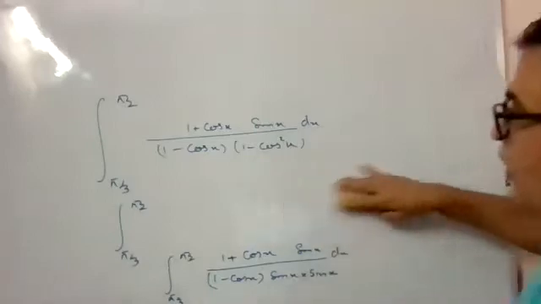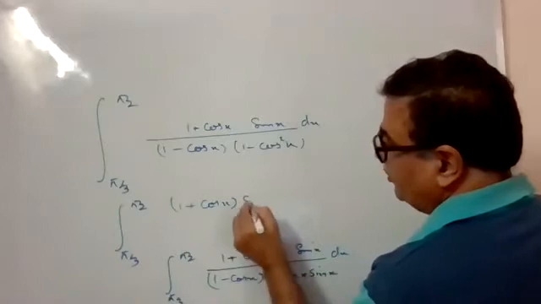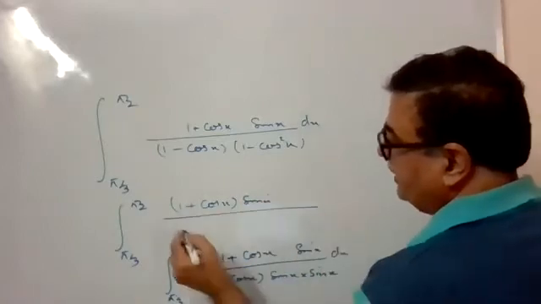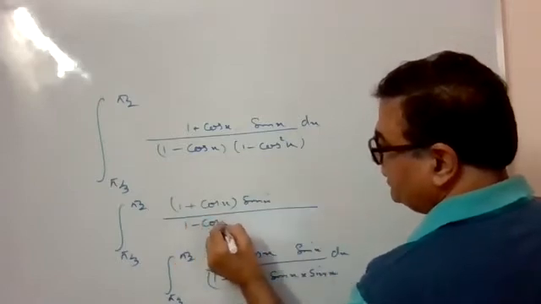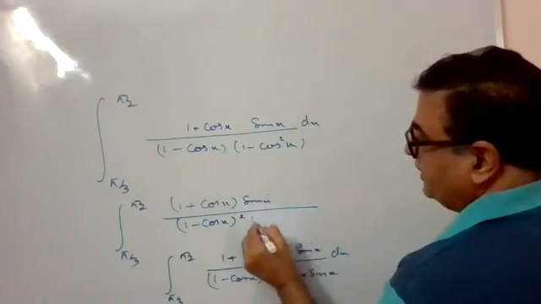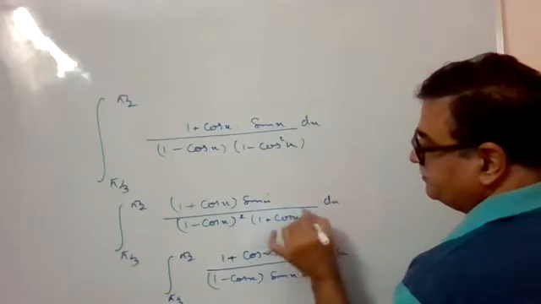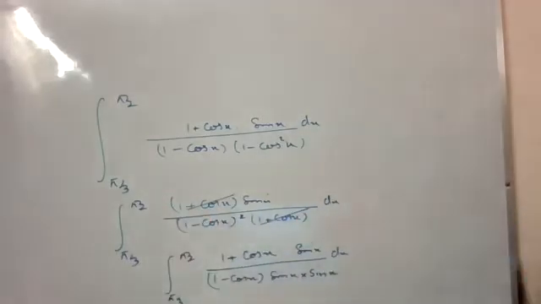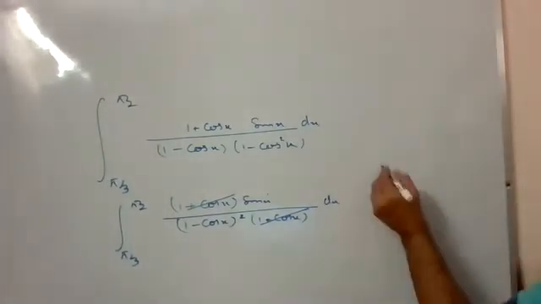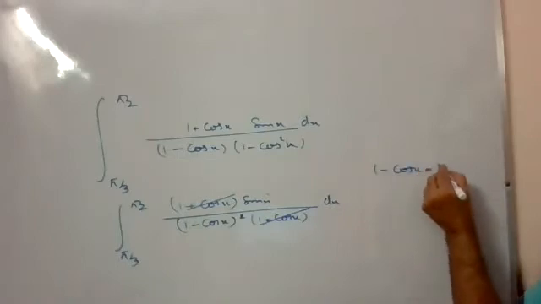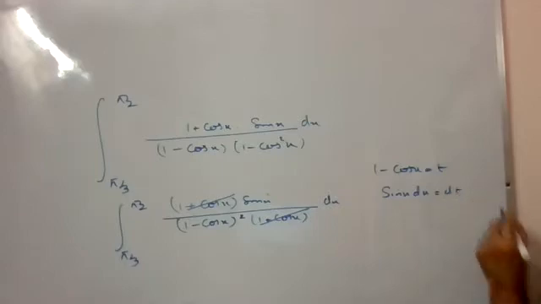And then the next step will be what? This will come (1 plus cos x) into sin x, whole divided by 1 minus cos x, and this will also give 1 minus cos x. So (1 minus cos x) whole square, and then it will be 1 plus cos x. This part clearly gets cancelled out. And then you take 1 minus cos x as t. So sin x dx comes out to be dt.